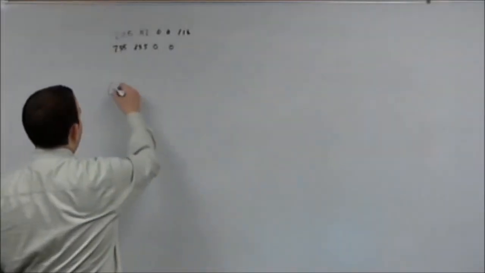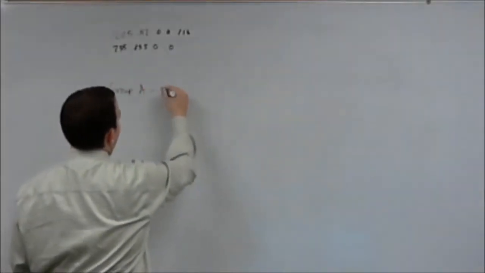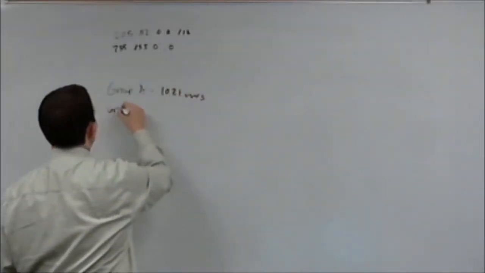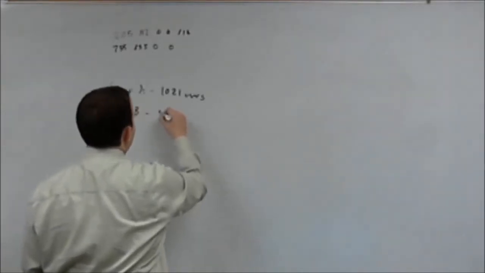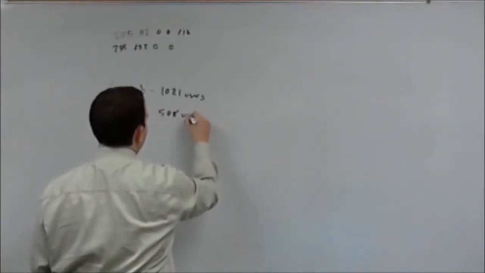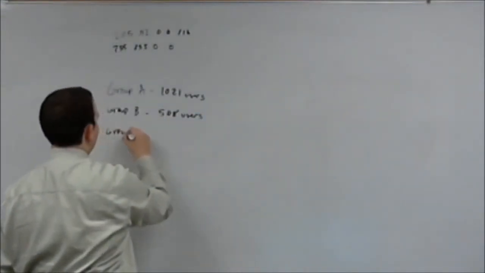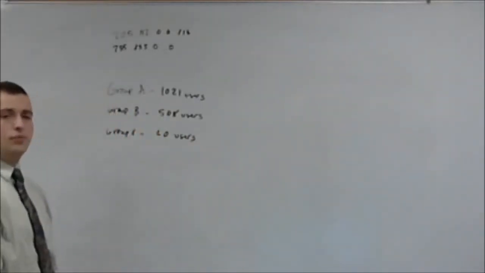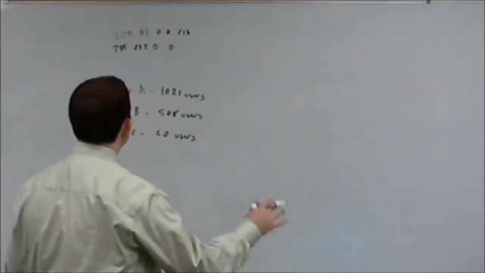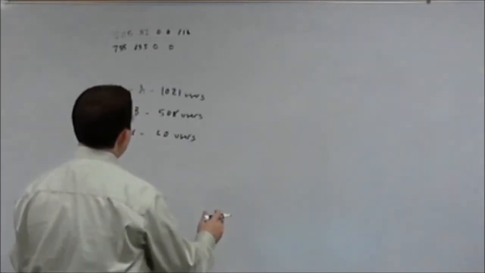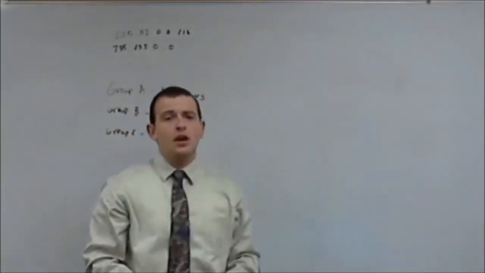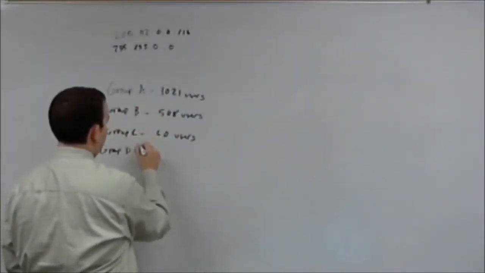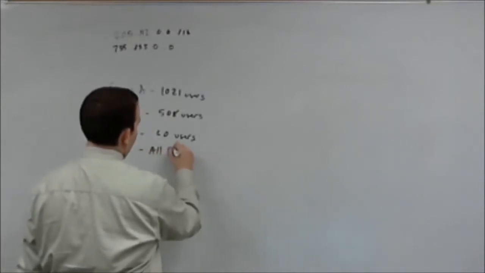So let's say Group A has 1,021 users. Group B will have 508 users. And Group C will have a measly 60 users. So we need to break down this network into 3 chunks, with a leftover chunk, which we're going to call Group D, and that's going to be all remaining addresses.